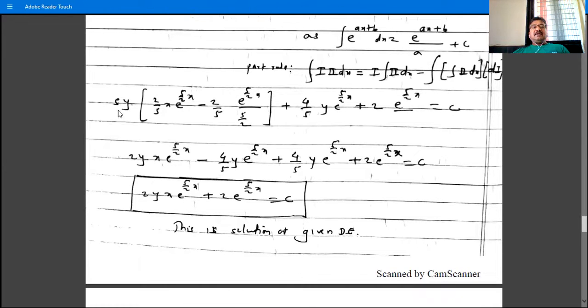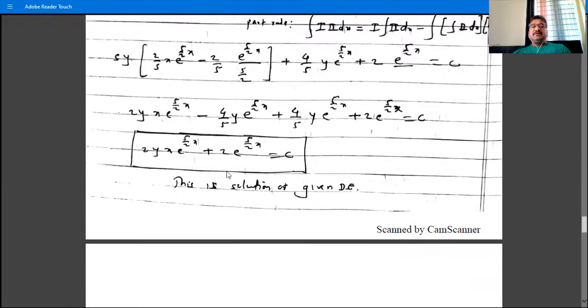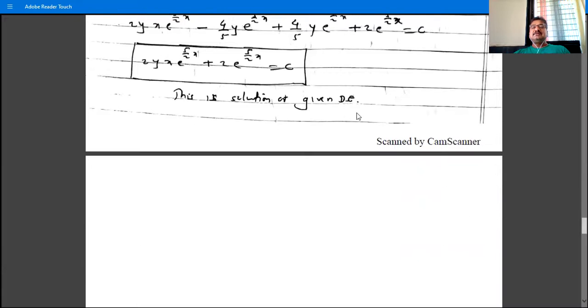And then multiply this 5y in the bracket, we have this. This is 2 by 5 into 2 by 5, which becomes 4 by 25, but after multiplication we have again 4 by 5y e raised to 5 by 2x, plus similarly these two terms, and then this term gets cancelled, plus minus. So this is the final answer: 2y x e raised to 5 by 2x plus 2 e raised to 5 by 2x is equal to a constant. And this is the general solution of the given differential equation.